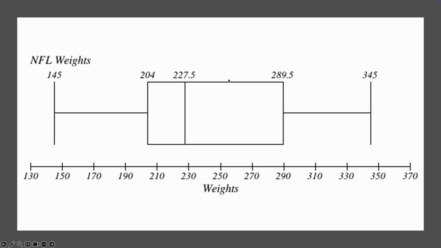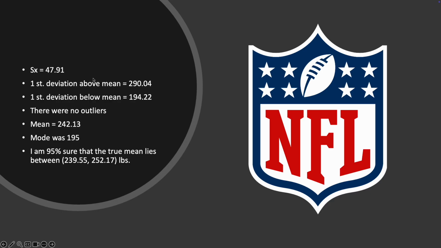Here's my box plot. The box plot does look a little bit more normal than the histogram did. I have a minimum weight of 145, maximum weight of 345, with a median of 227 and a half pounds. Okay. Sample standard deviation was 47.91. One standard deviation above the mean is 290.04. One below the mean is 194.22. I did not see any outliers. We have a mean of 242.13, and then I did have a mode of 195.